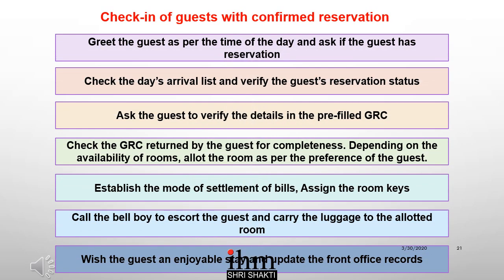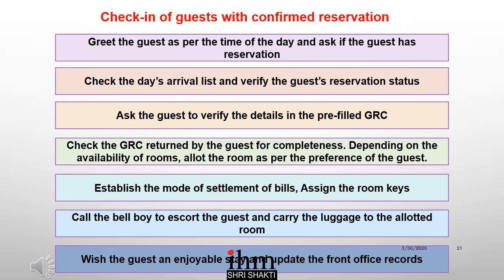Guests with confirmed reservation. The procedure of check-in of guests with a confirmed reservation involves the following steps. As the guests arrive at the hotel, the front office should welcome them and ask them if they have a confirmed reservation. If the guests have a confirmed reservation, the front office agent should check the day's arrival list to confirm the reservation status of the guest.